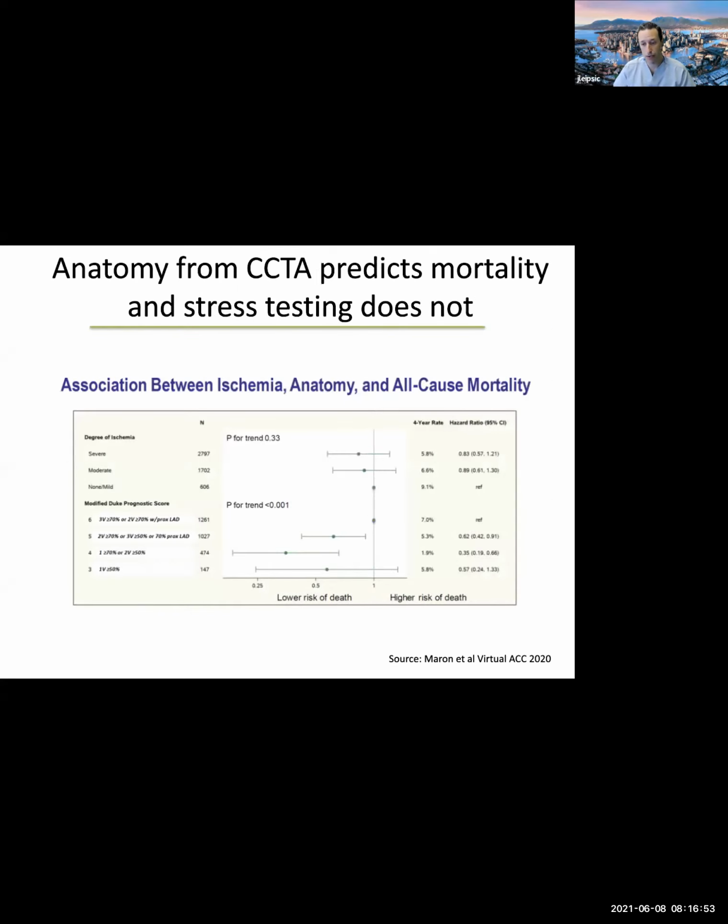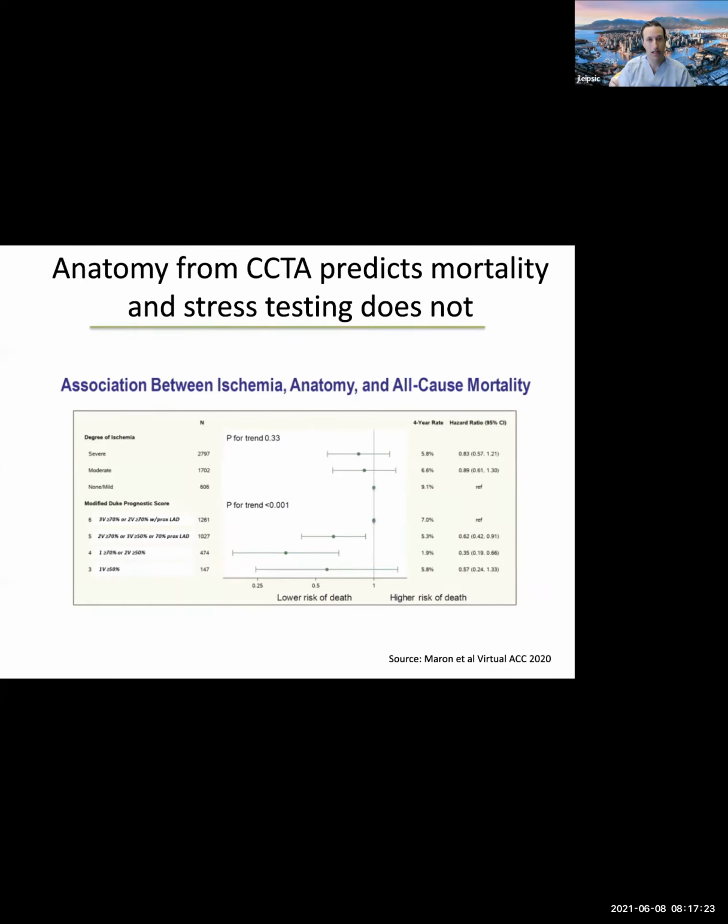Finally, just more contemporary data. This was presented by David Maron at the virtual ACC last year when he looked at the relationship between the extent and severity of anatomical disease by CT and the extent and severity of stress testing abnormality. This is a very similar analysis to an analysis John Mancini performed back in 2014 from COURAGE, where he showed the extent and severity of anatomical disease by ICA was powerfully prognostic and was prognostic beyond the stress testing findings.